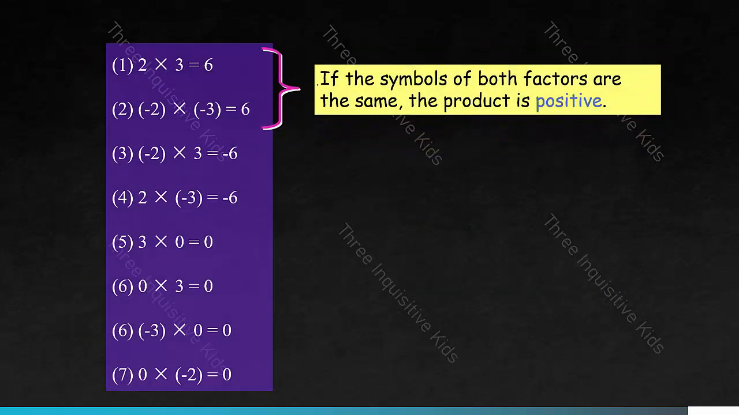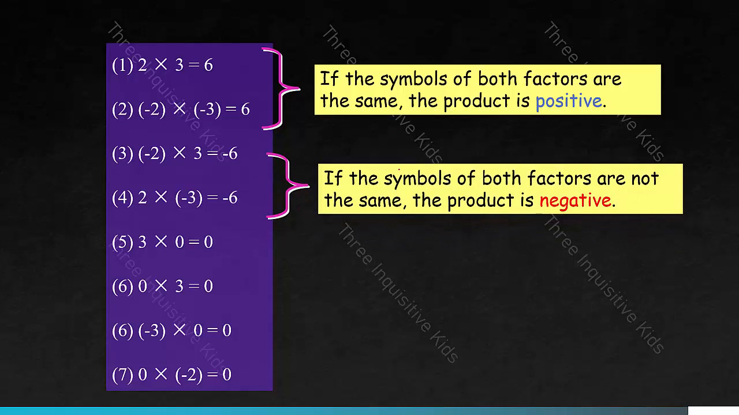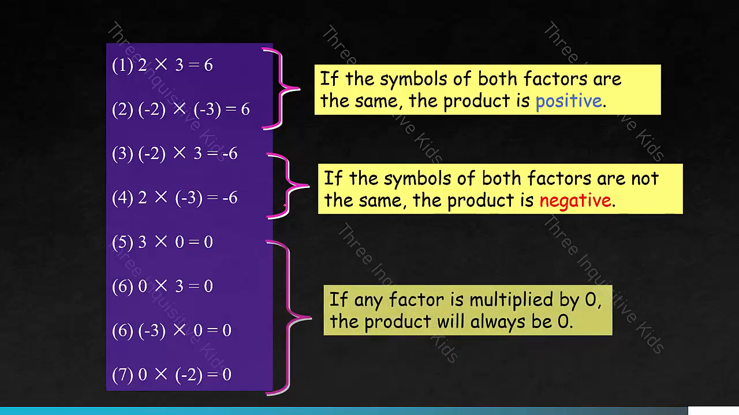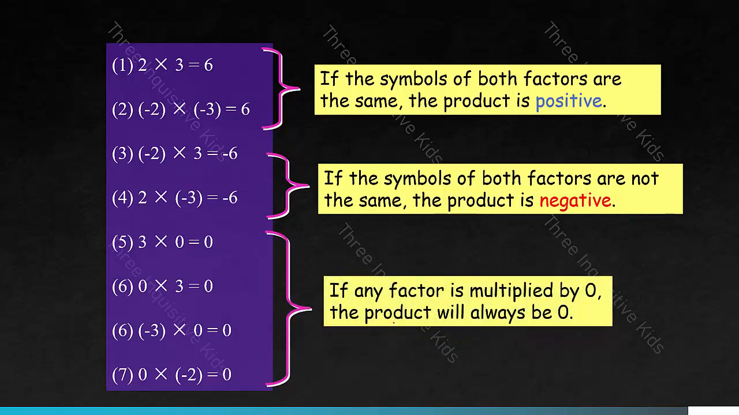Here for the first and second problems, you can see that the product is positive because both signs are the same. For the third product, if the symbols of both factors are not the same, the product is negative. We have a negative 2 and a negative 3. If any factor is multiplied by 0, the product will always be 0.